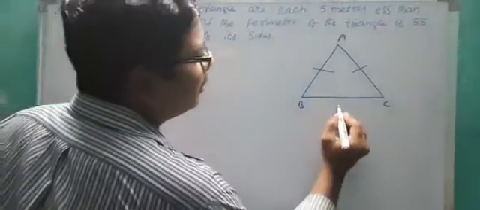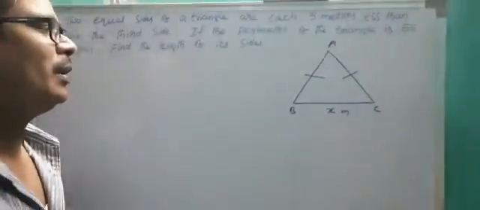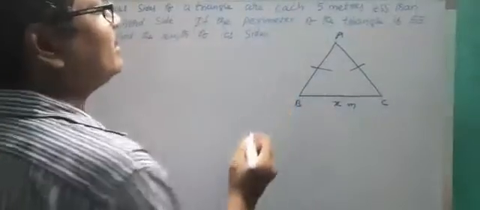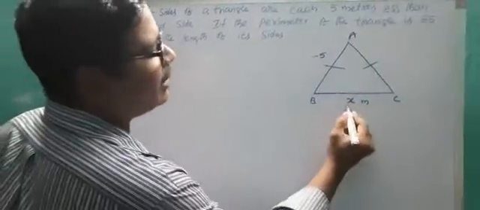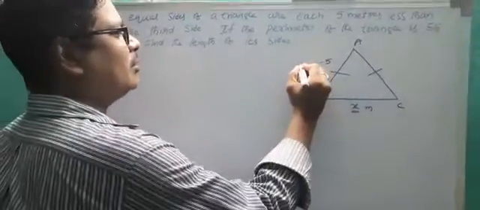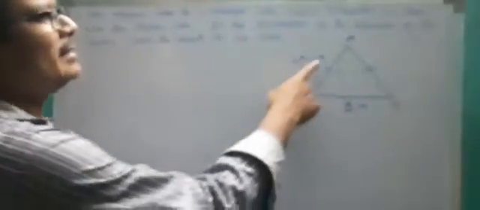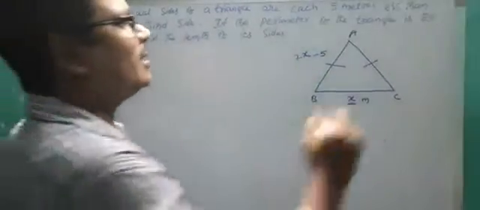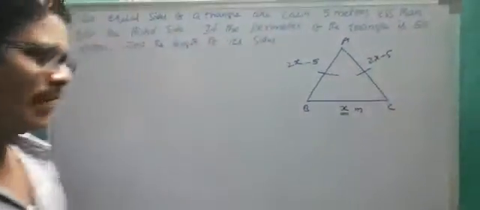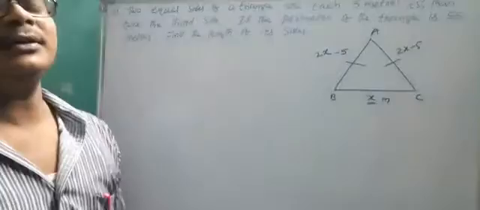For example, let us consider the length of the third side to be x meters. Now the equal sides are 5 meters less than twice the third side. 5 meters less means minus 5, and twice the third side, which is x meters, means 2 into x. So 5 meters less than twice the third side is 2x minus 5. The other side is also 2x minus 5. The third side we take as x.